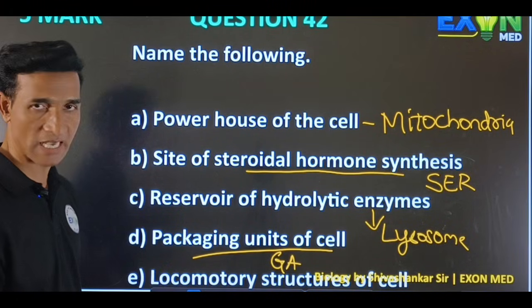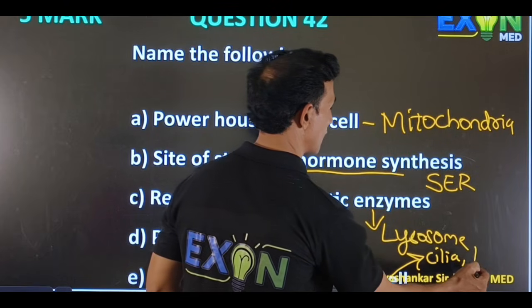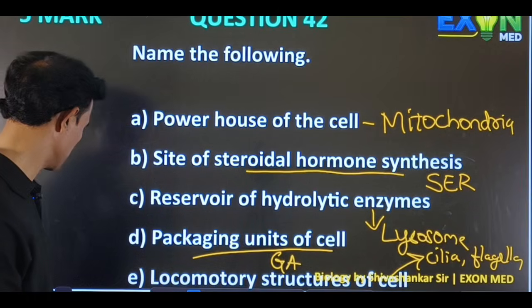Locomotory structure of the cell. So the cell has cilia and flagella. They are the locomotory structures of the cell. You can mention any one here.